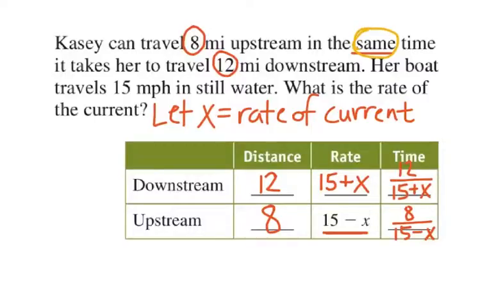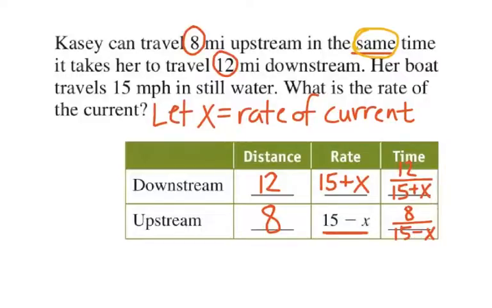It takes her to travel 12 miles downstream. Her boat travels 15 miles in still water. What is the rate of the current? So I've really utilized everything I was given except for the fact that it takes the same time to go down as it does to go up.